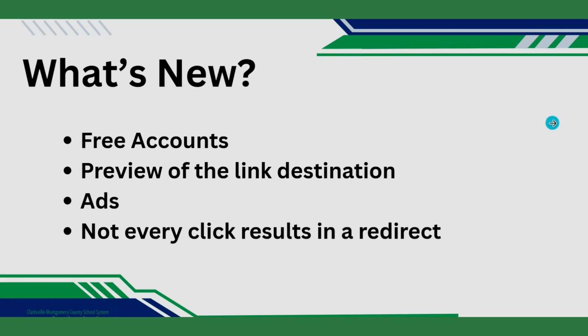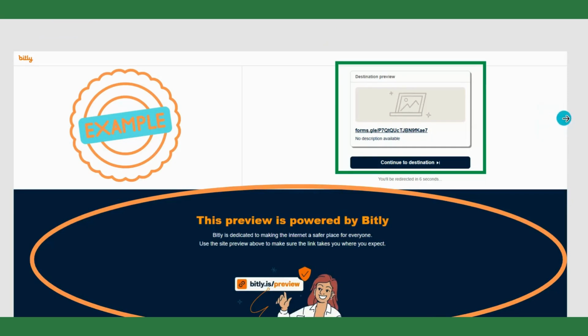So this is what it might look like when someone clicks on your Bitly. You will get this. This is an example. Down at the bottom is the ad. This particular click is an ad for Bitly. Here in the upper right is the preview of what they're going to be going to. They can click and go directly to the destination, or they can get it redirected with a countdown.